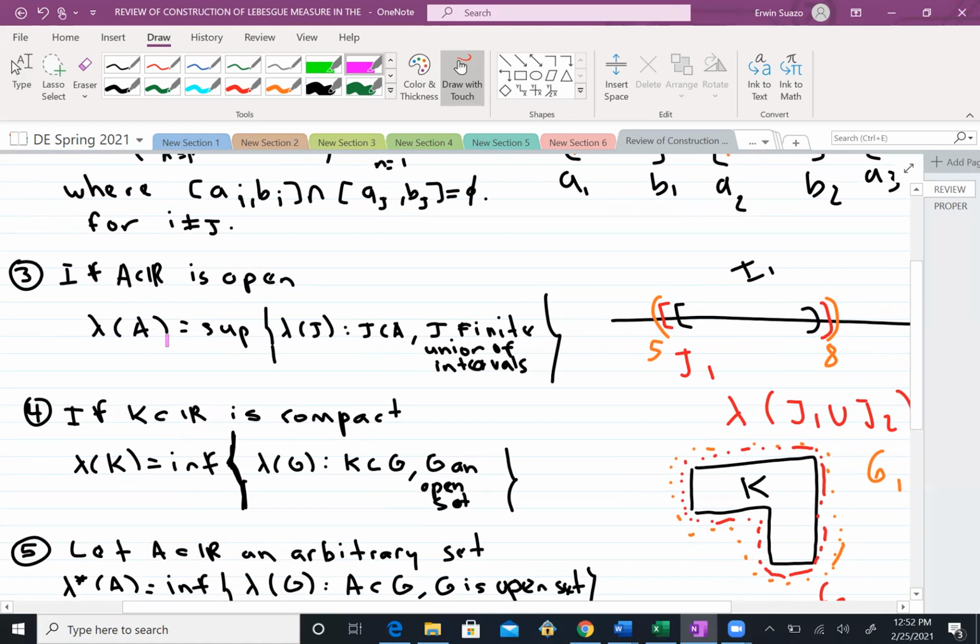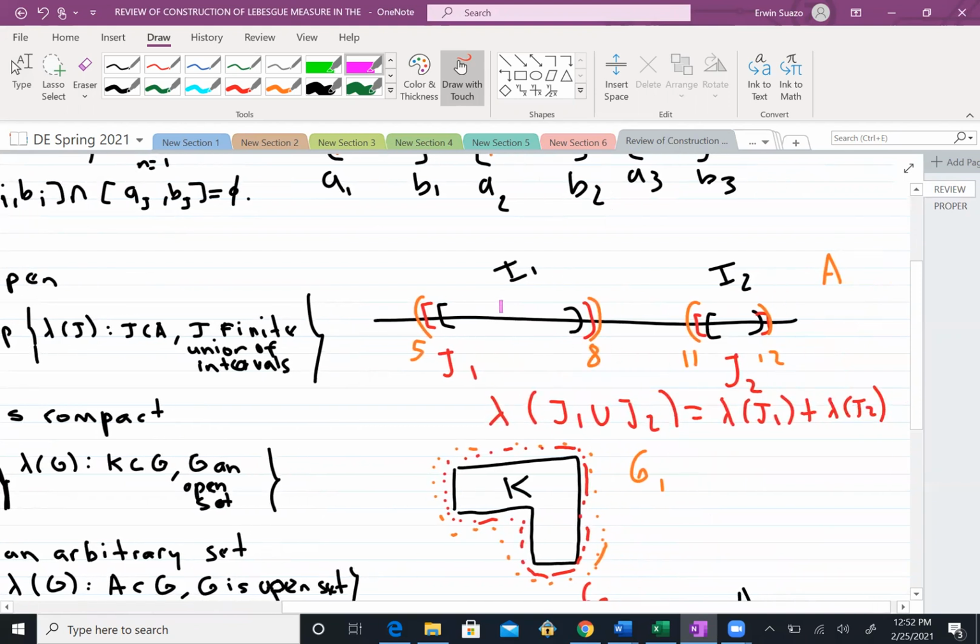The Lebesgue measure of an open set is going to be the sum of the Lebesgue measure of the finite union of intervals that are contained in A. Okay. So what does it mean? So let's say A is this open set. So the open interval (5, 8) union the open interval (11, 12). That's my open set. That's A. Okay. So what I'm gonna do is, for example, let's take first this I1 union I2. So this is this closed interval union the other closed interval. Okay, I1 union I2.